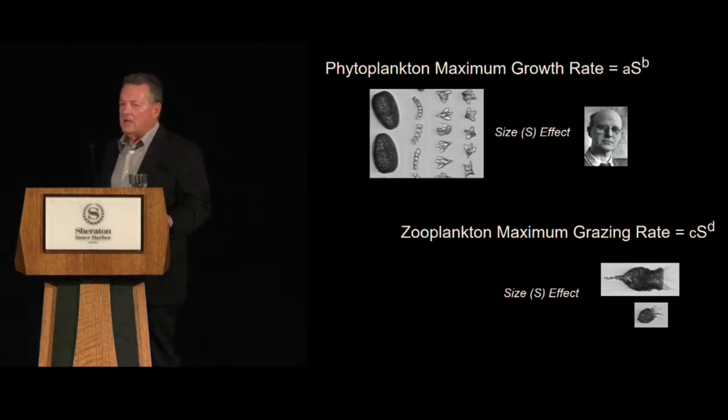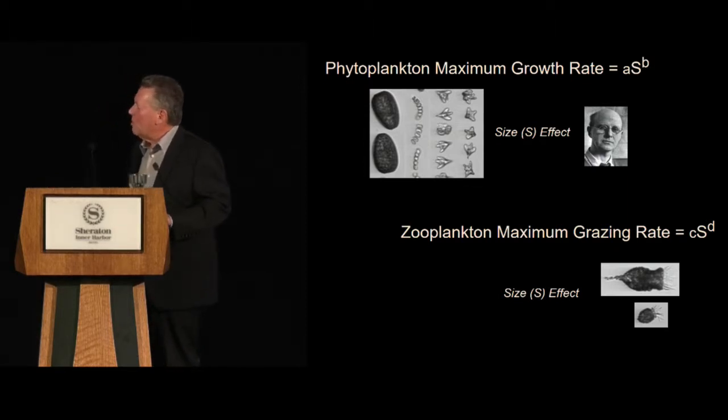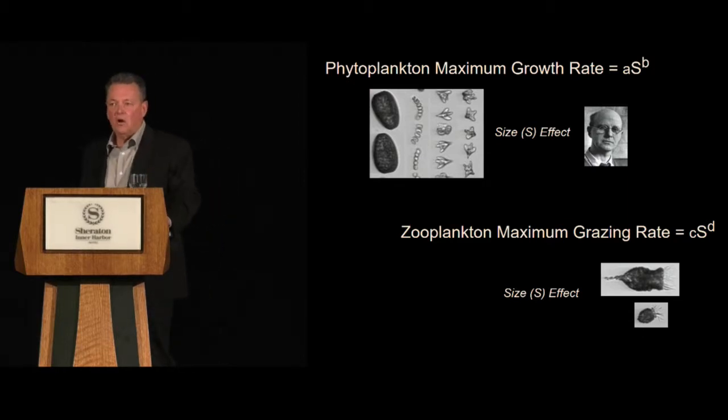And embedded in the model are size-based scaling rules that actually trace back to the work of Elton. This is something that we've known for a long time, that biological rates follow power functions of size. And so the maximum phytoplankton growth rate is a power function of cell size, expressed as this linear metric of equivalent spherical diameter. And similarly, the maximum zooplankton grazing rate is calculated as another power function.